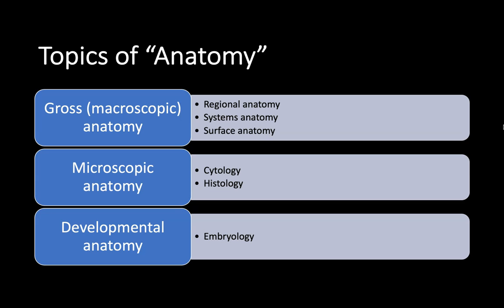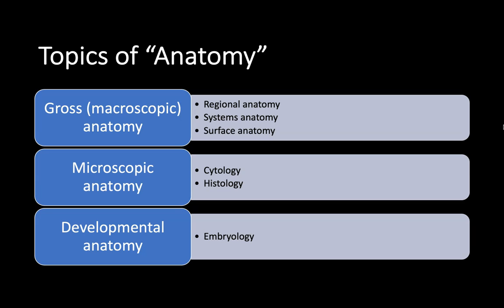Systems anatomy is such that you would study each organ system. So we would start with the integumentary system of the entire body. We might move into the muscular system of the entire body, followed by the nervous system of the entire body, etc. And finally, we have surface anatomy.